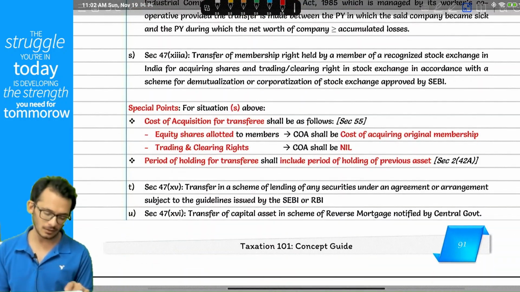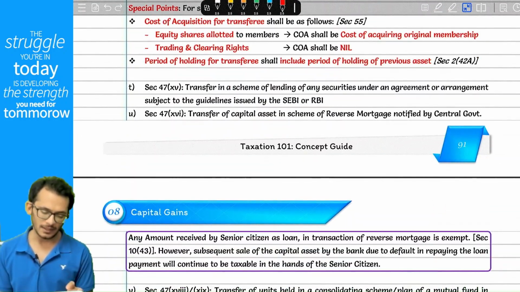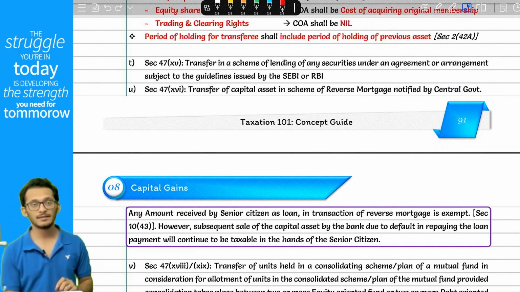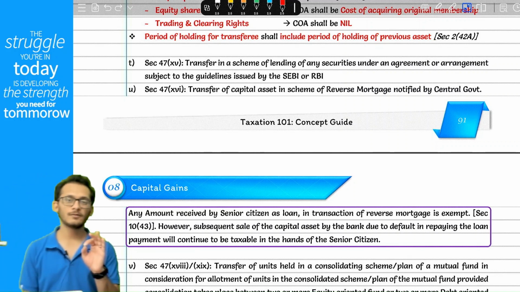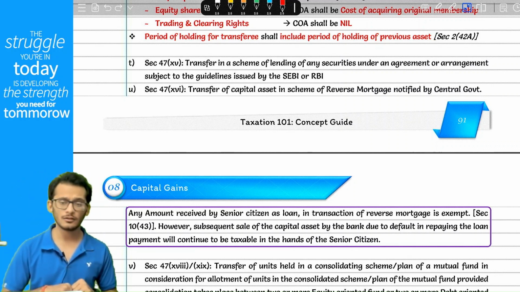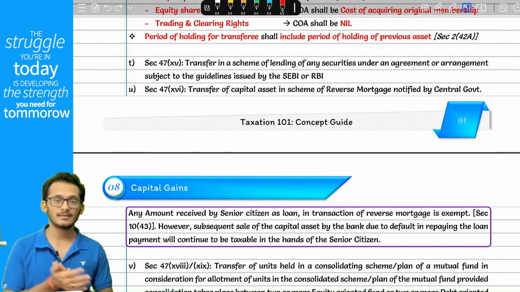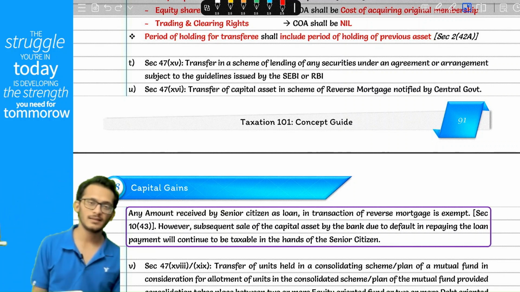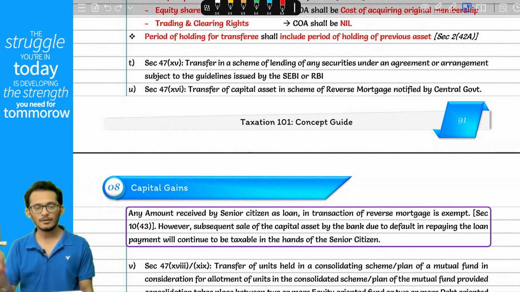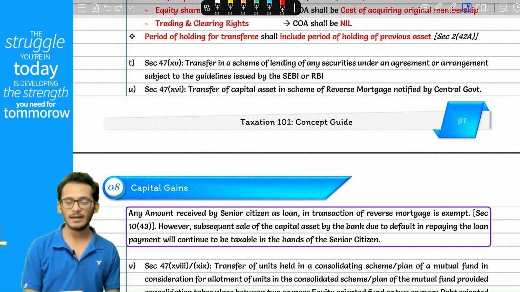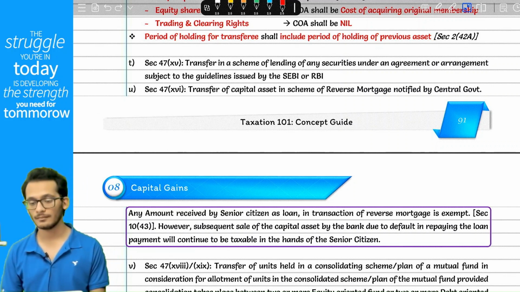Then we had something called any kind of transfer happening in a reverse mortgage scenario. We discussed that in a reverse mortgage scenario, the transfer of the asset is not taxable. The money given to the senior citizen is also not taxable. The only thing which is taxable is the final asset sale by the bank in case of default. That also is taxable in the hands of the senior citizen and not in the hands of the bank.